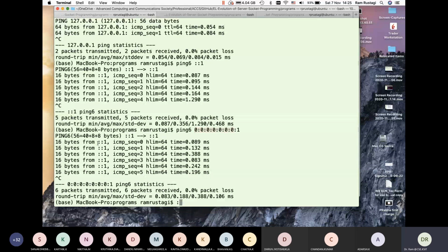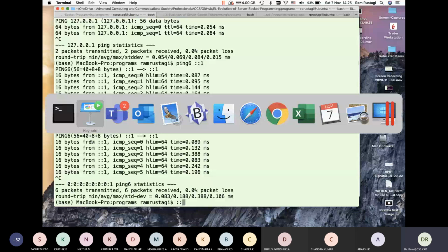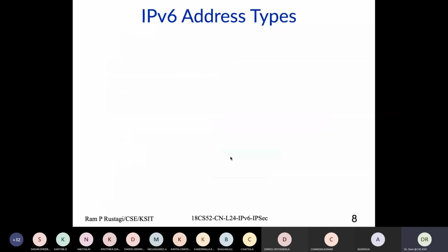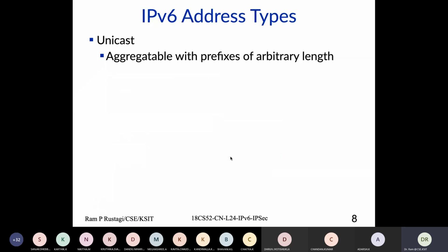In the same way, if we represent just a double colon, that means an unspecified address. The address is not assigned to anybody. In IPv4, you had unicast, multicast, and broadcast. Unicast uniquely identifies. Multicast is for a group among a few select people, and broadcast is all. Anycast is an address which is given to many hosts, but when you send a packet, it will go to the nearest one. So whichever is nearest, it covers.